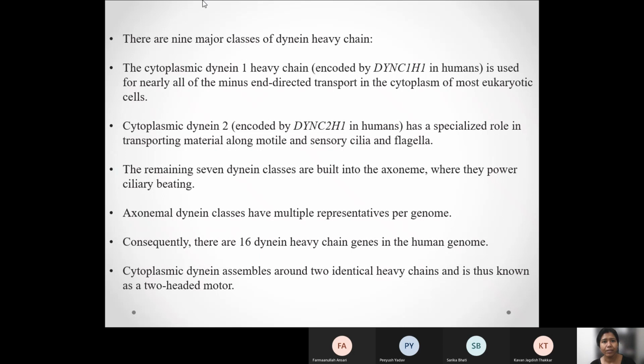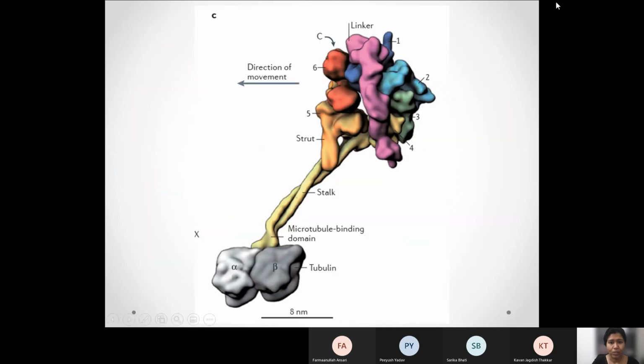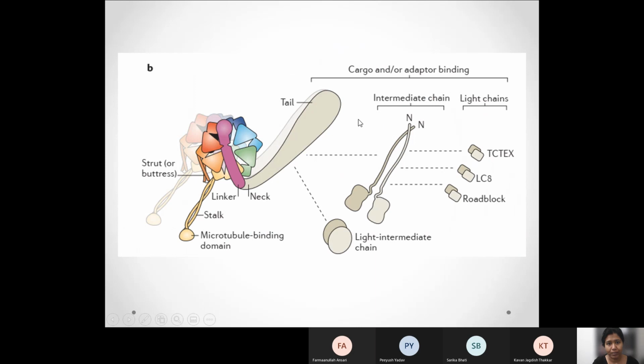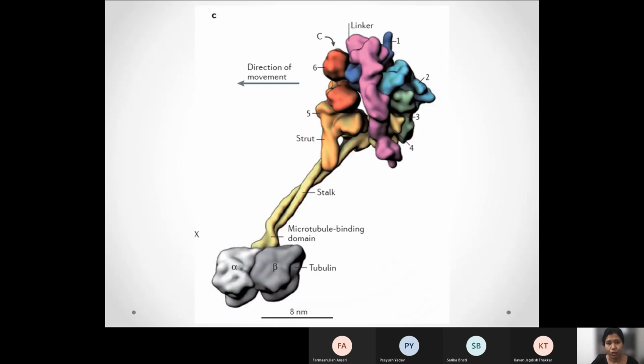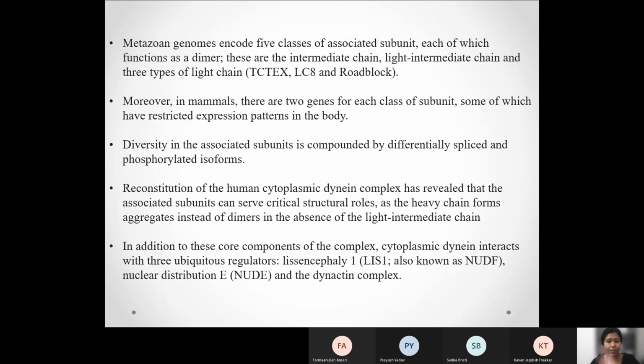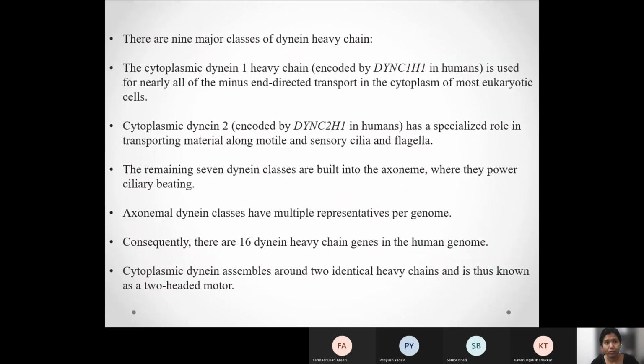There are about 9 major classes of dynein heavy chain. Why dynein heavy chain? This one single structure that you see here, and there is also an associated stalk to this, is actually one single very large polypeptide that folds into this structure. So we'll call this the heavy chain. Just like in myosin we had a heavy chain, we call this the dynein heavy chain. So there are 9 major classes of dynein heavy chain.